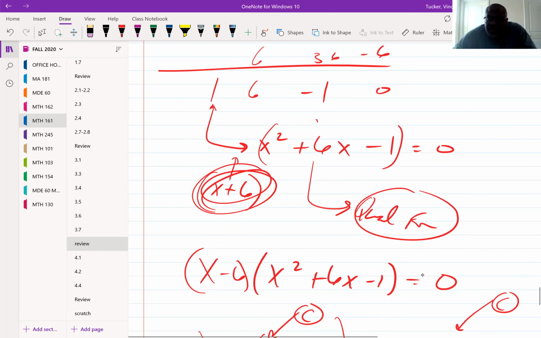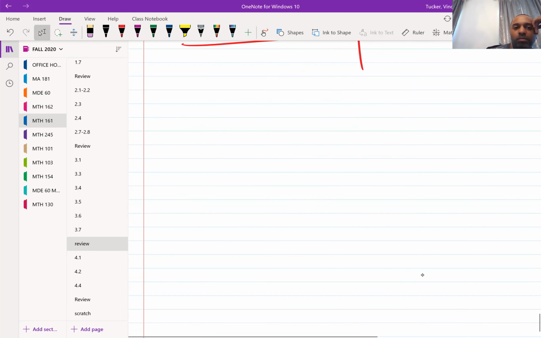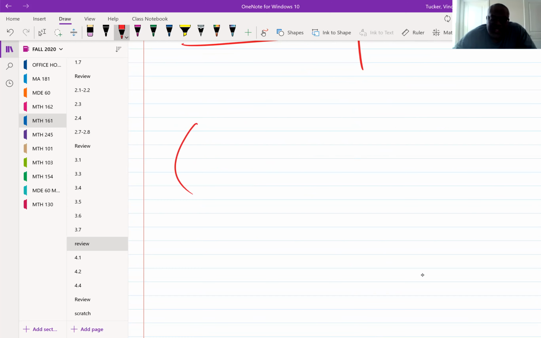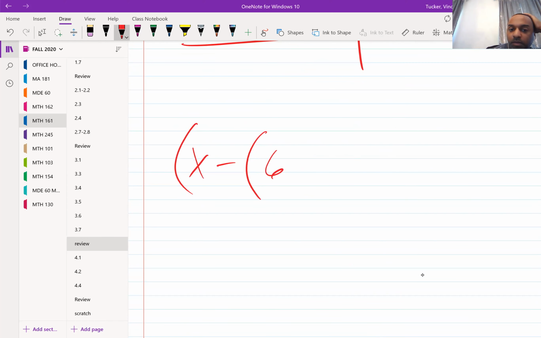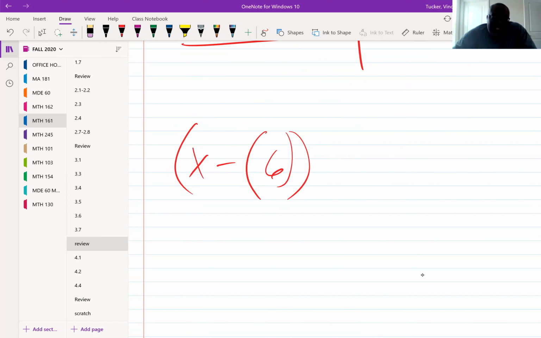Professor Tucker, I want you to draw something real quick. Draw parentheses, x, minus, parentheses. No, not there, but the other way. Then put 6 there. Then put what? 6. Okay. And close the parentheses. Is that the same thing? Yep. X minus 6. I'm multiplying that negative to that 6. Right.